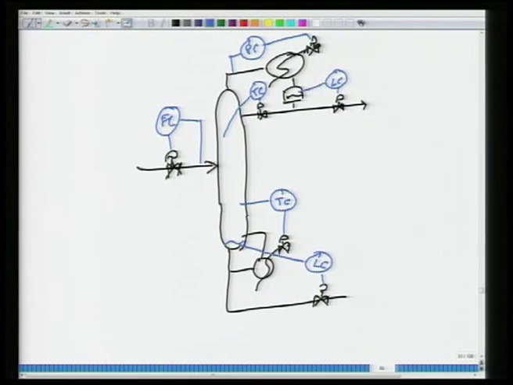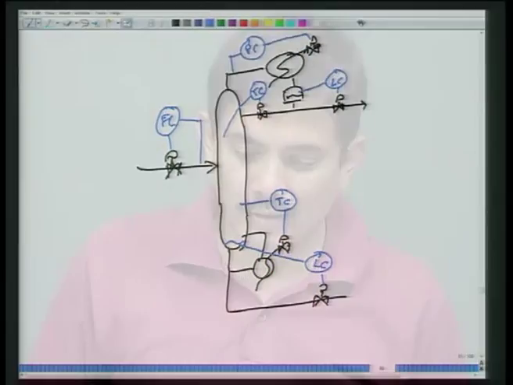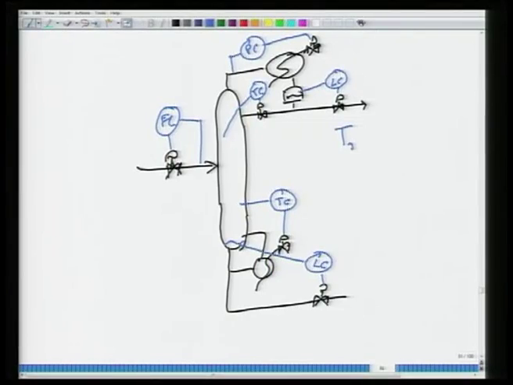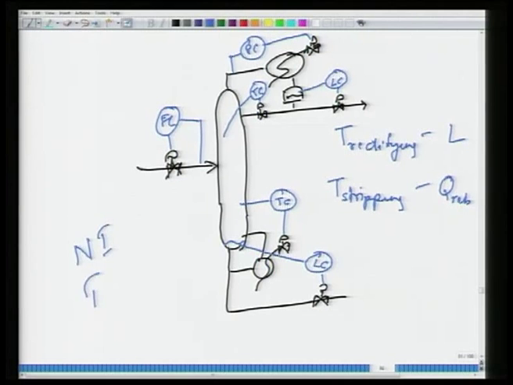Now, the choice of these two tray temperatures, what you would find is, if I am controlling a rectifying tray temperature, T rectifying, using reflux, and T stripping, some tray temperature in the stripping section, using Q reboiler, the reboiler duty. Okay. If I am doing this, what you would find is typically my Niederlinski index and my relative gains would be positive, possibly close to 1, but certainly the Niederlinski index will not be negative.